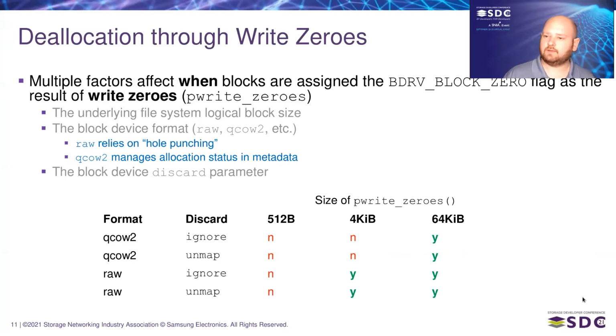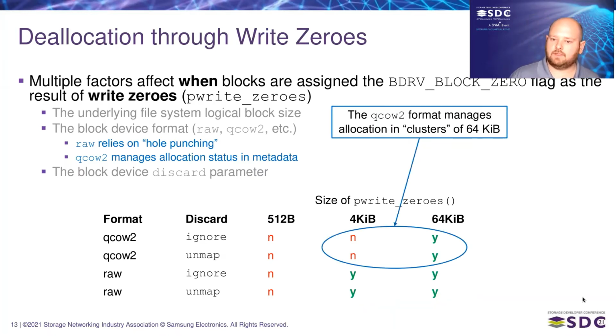can only get this flag set in a granularity of 4 kilobytes and at the alignment of 4 kilobytes. This means that for raw format, when issuing a write zeros, we'll get this flag set for 4 kilobytes, and say 64 kilobytes, whatever, it's a granularity of 4 kilobytes. But because QCOW manages the allocation in clusters of 64 kilobytes, you cannot get the zero flag set by just writing zeros to one logical block of 4 kilobytes.